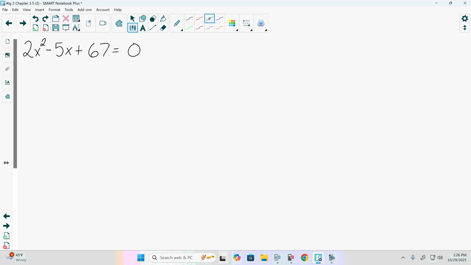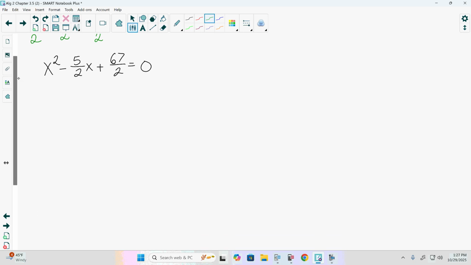And we can do that by dividing all three terms by 2. 2x squared divided by 2 is going to be x squared. That's fine. Negative 5 divided by 2. Does it simplify nicely? No. So we're going to simplify it as far as we possibly can, and then we're going to leave it as a fraction.